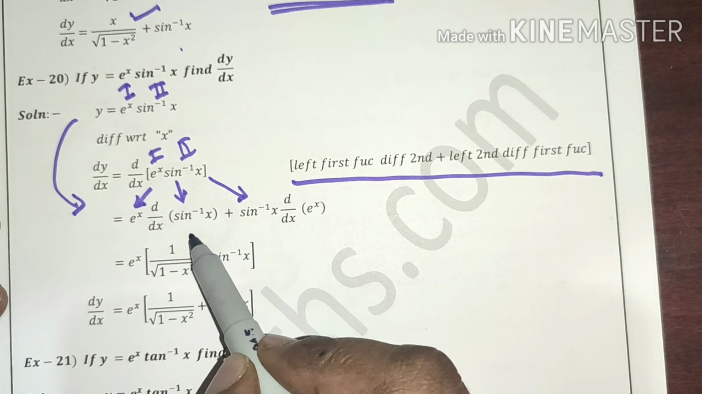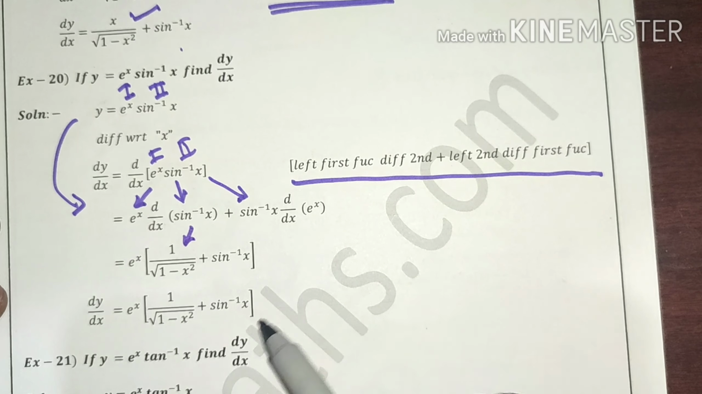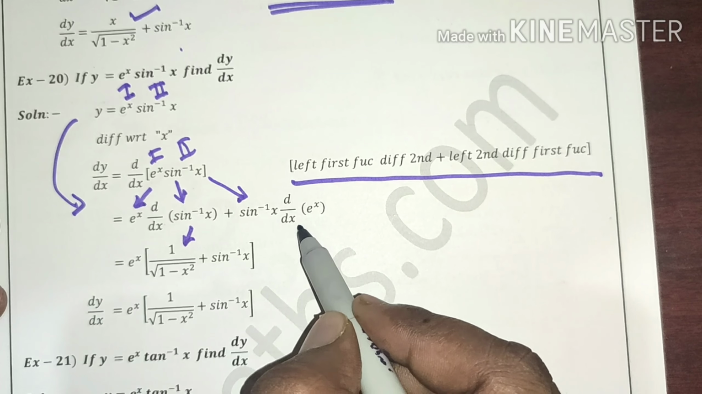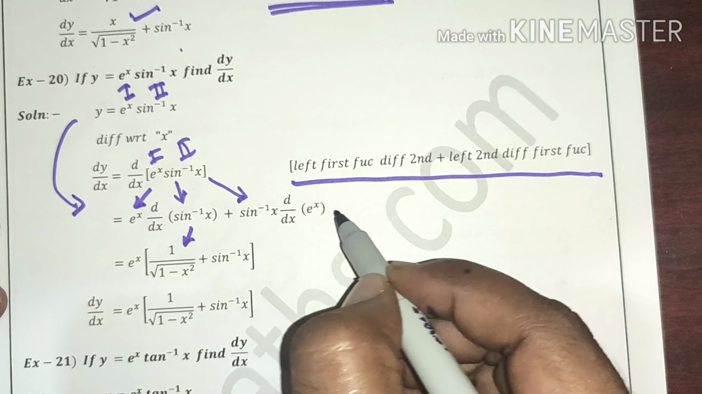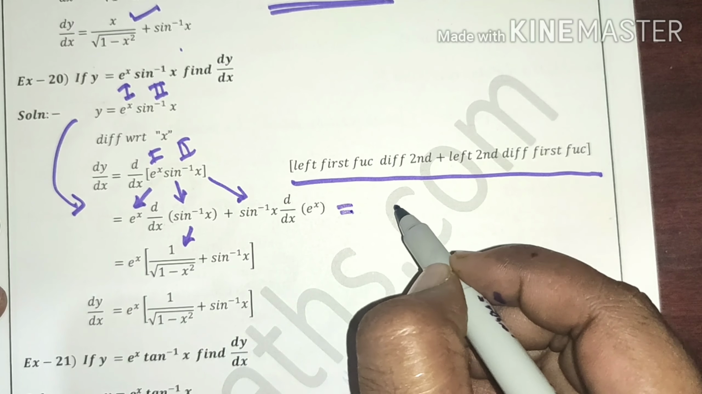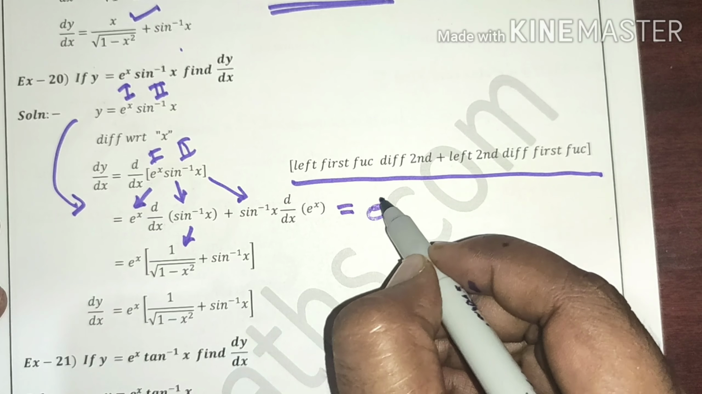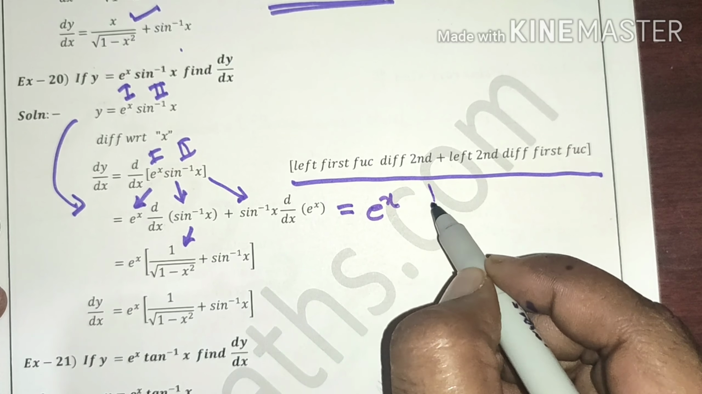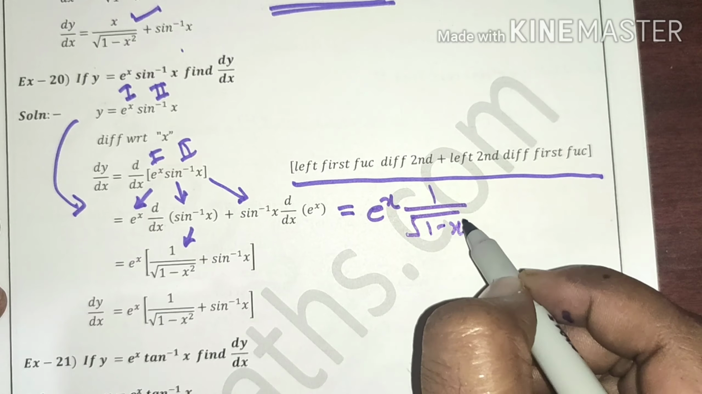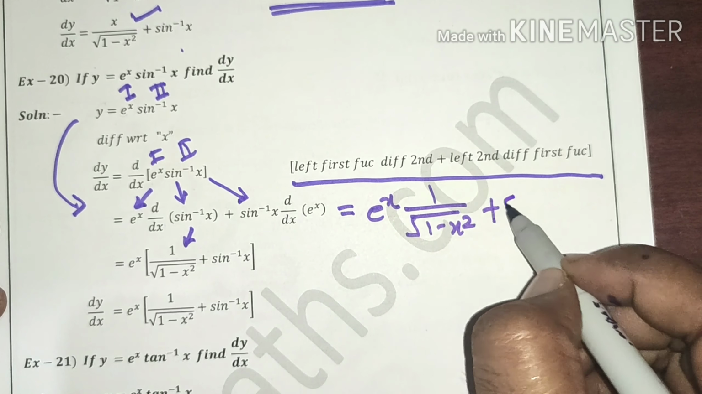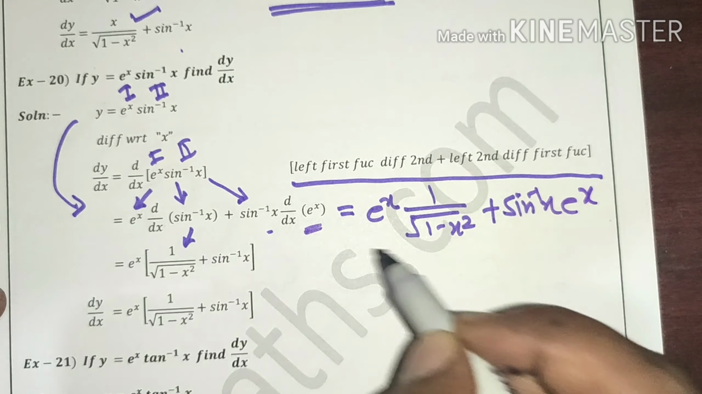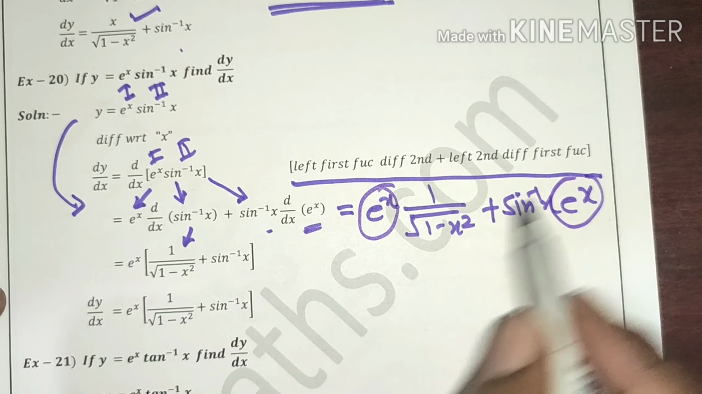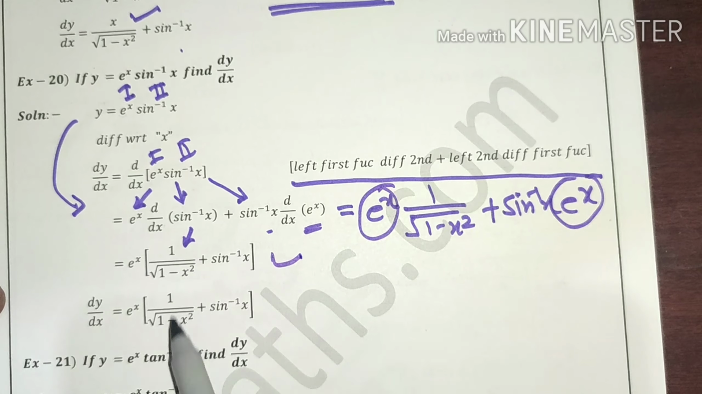And we know that the derivative of sin inverse x is 1 upon root 1 minus x square. And as we know that the derivative of e raised to x is e raised to x. So this becomes like that. We write here one step: e raised to x, the derivative of sin inverse x is 1 upon root 1 minus x square, plus sin inverse x, and the derivative of e raised to x is e raised to x. Take this e raised to x common. So we got this step.